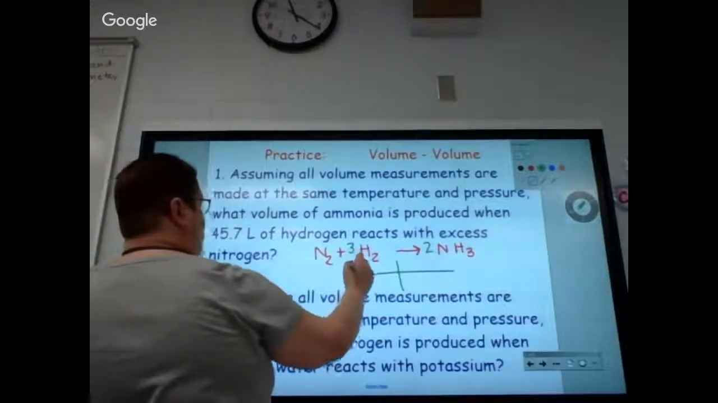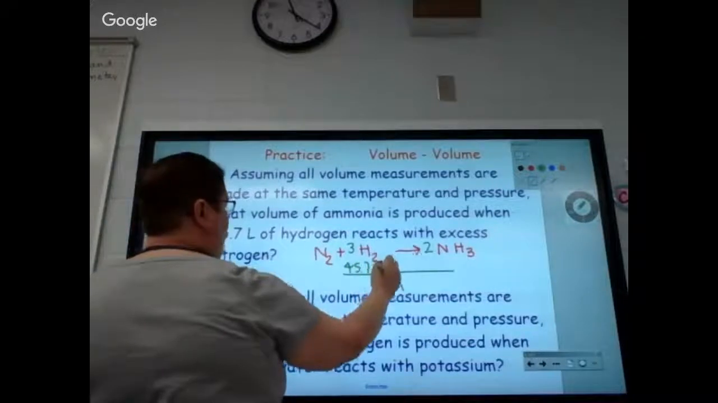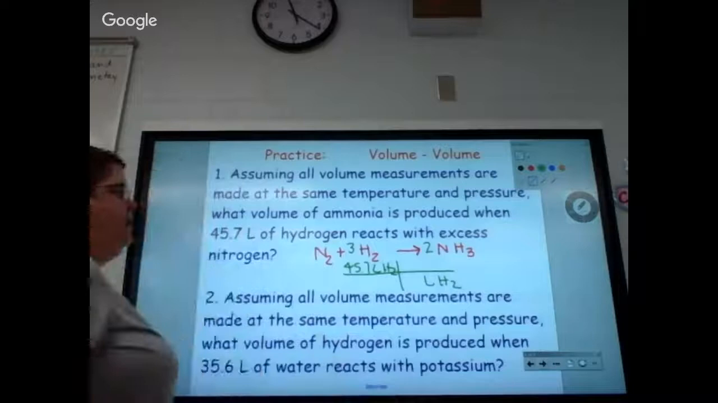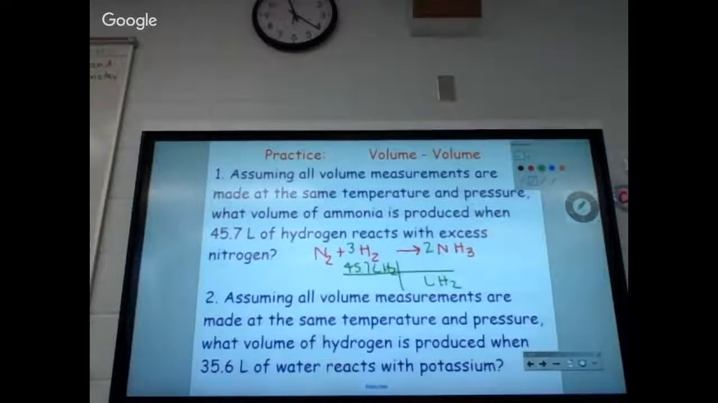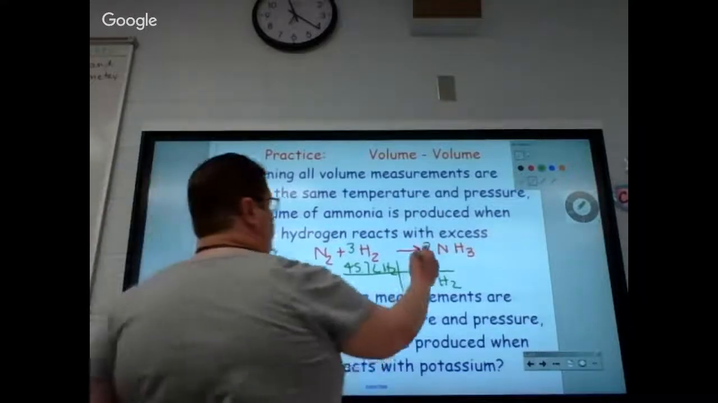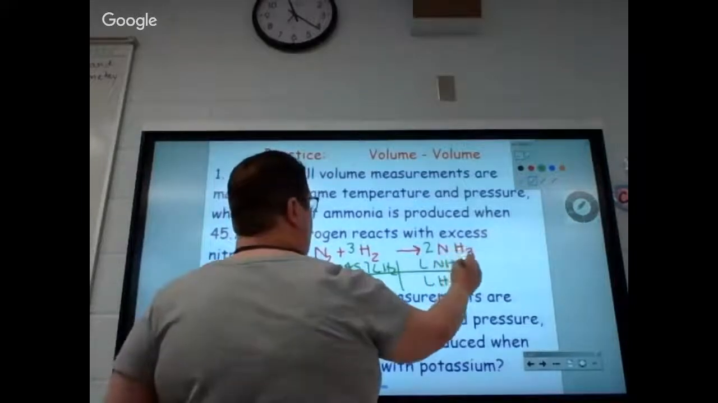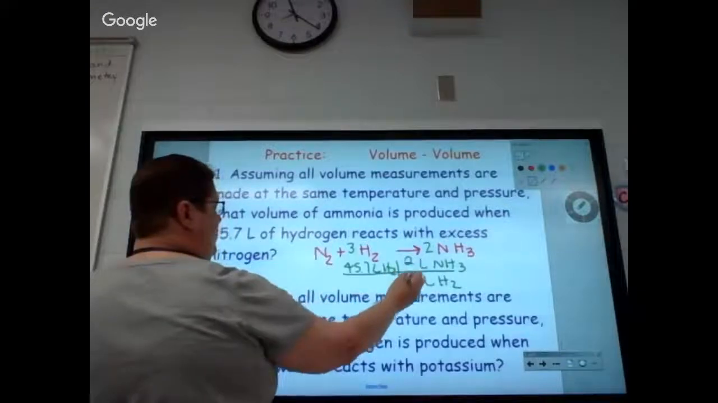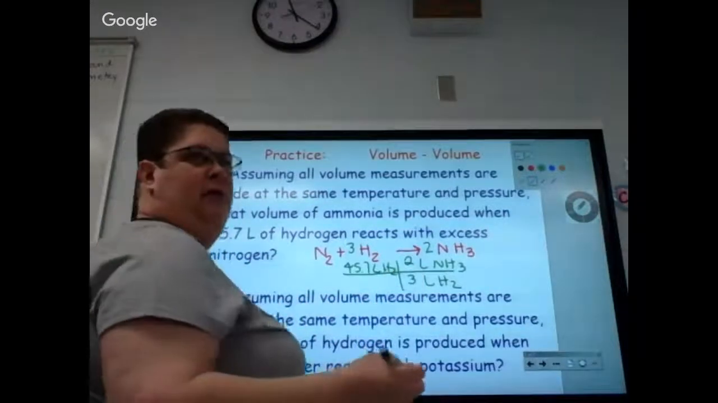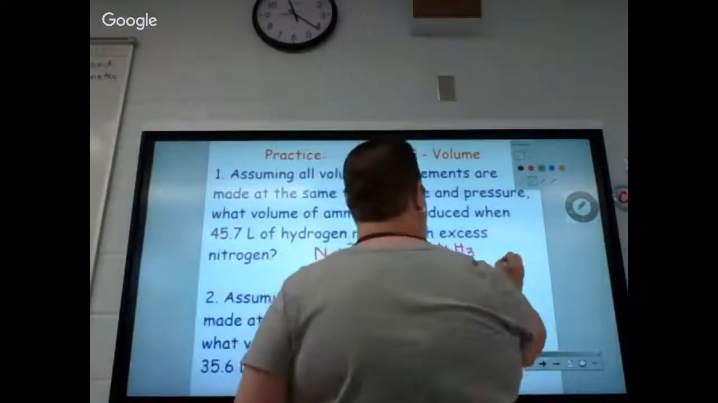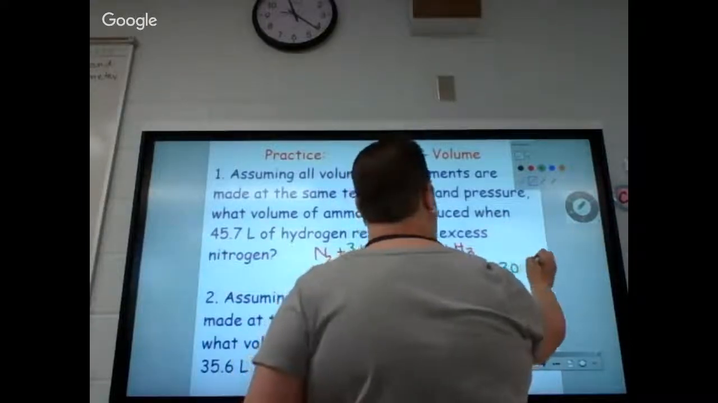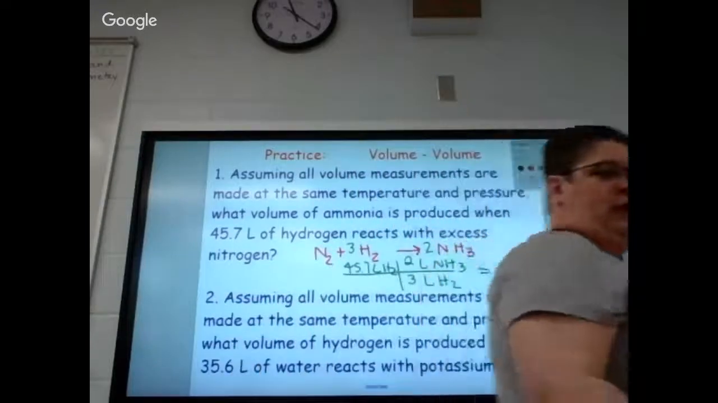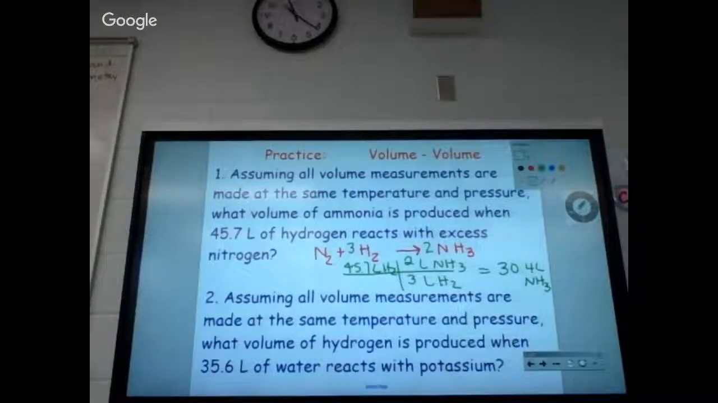45.7 liters of hydrogen. What goes on the bottom? Liters of hydrogen. What are we asked to go to? Liters of NH3. So, what number goes here with liters of NH3? And what goes with liters of hydrogen? So what'd y'all get? 30.4? Yeah. Liters of NH3.